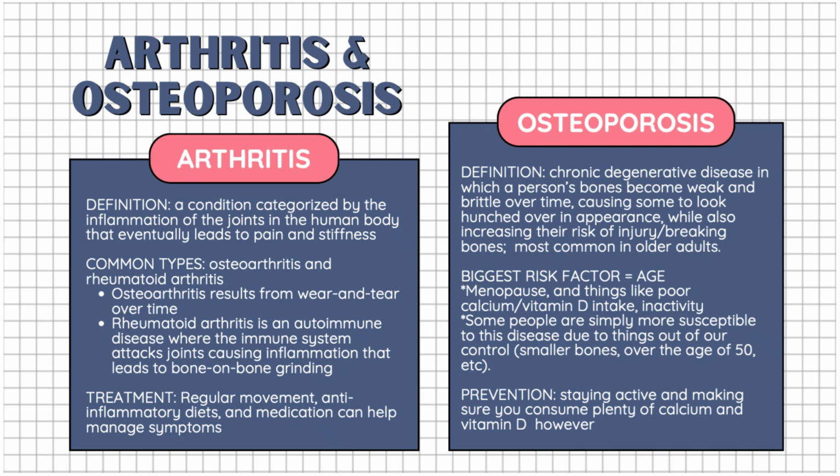Now, rheumatoid arthritis is the other type, and it is an autoimmune disease where the immune system attacks joints, causing inflammation that leads to bone-on-bone grinding. Regular movement, anti-inflammatory diets, and medication can help manage these symptoms.